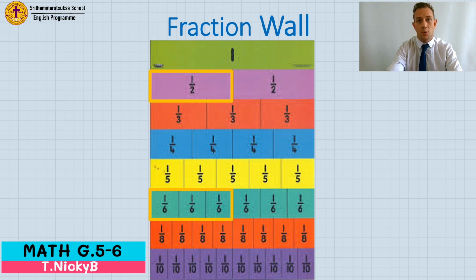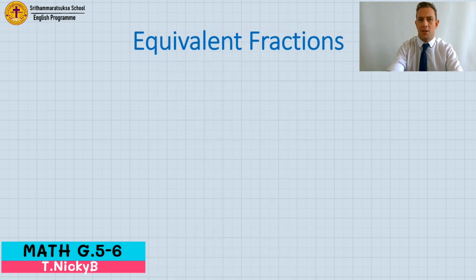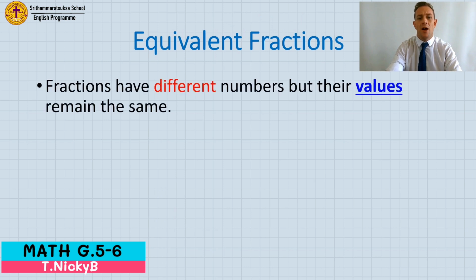They are equivalent fractions. What are equivalent fractions? Well, they are fractions that have different numbers, but their values remain the same. For example, we have 3 over 6, which we can express as 1/2. But how did we get to 1/2?